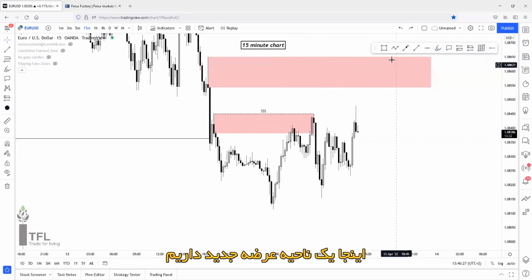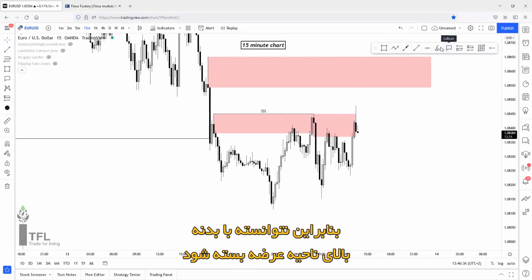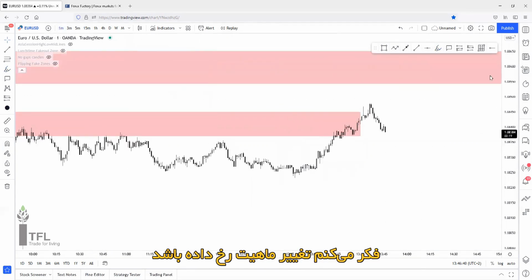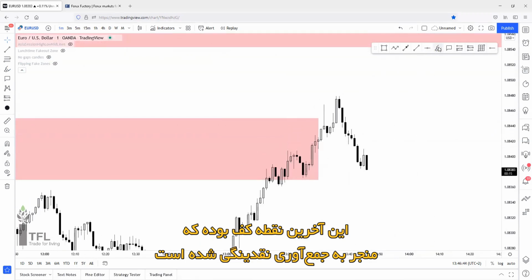Or, sorry, we have a new supply area right here. And price closed inside of the supply zone, as you can see. So it couldn't body break above this supply. If I switch to the 1-minute chart, I believe the change of character has happened right here, exactly what I drew with the arrow movements. As you can see, this was the last low point that has caused the change of character. I mean, sorry, this was the last low point that has caused the sweep.